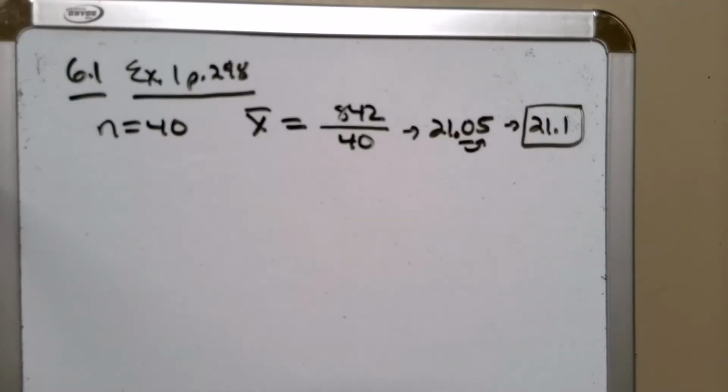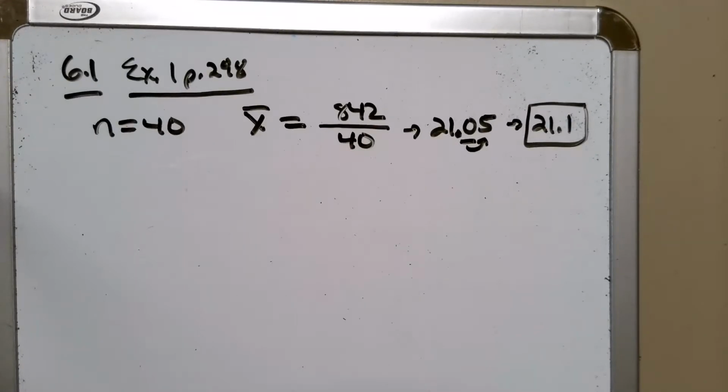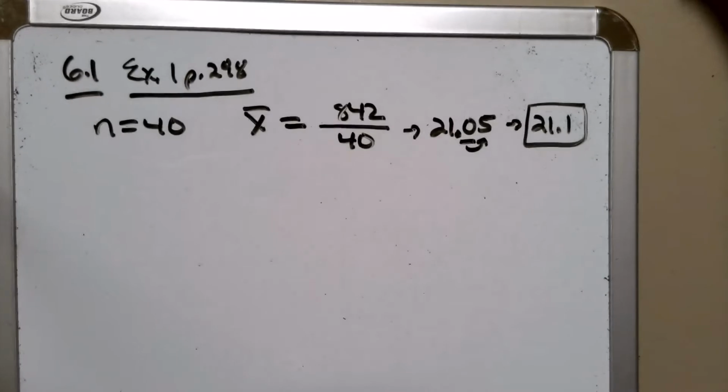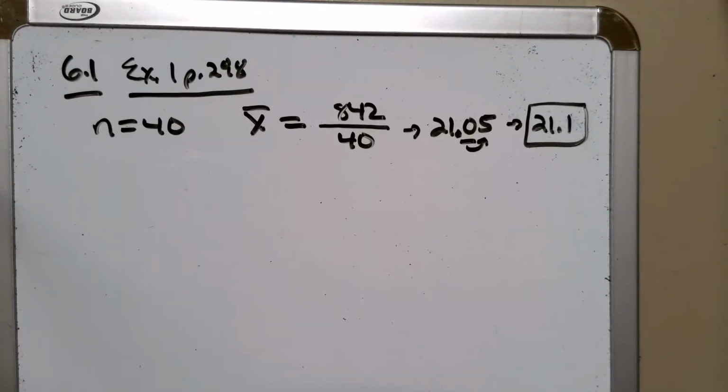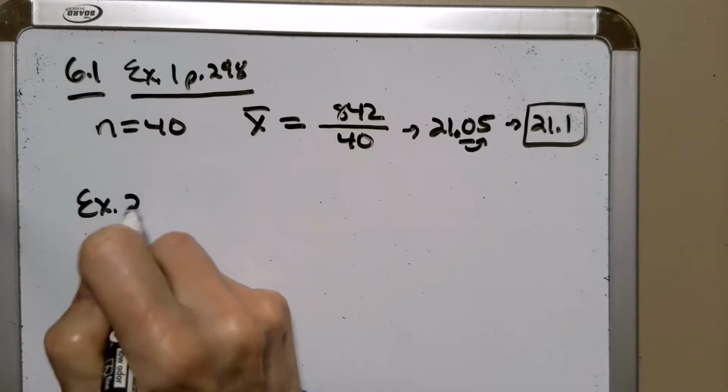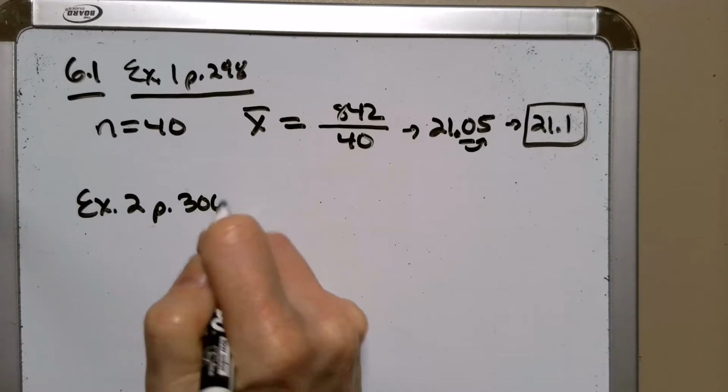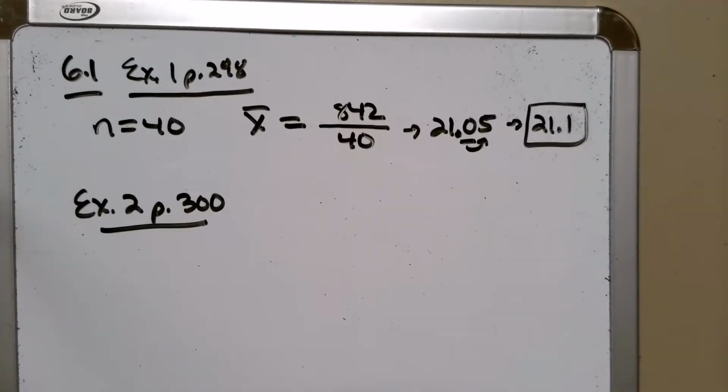But that's not a great estimate, it's just a single value estimate. So a better way to do this is to do what's called an interval estimate. And so that's what we're going to use for our example 2, which is on page 300. We're going to learn to make something called an interval estimate.